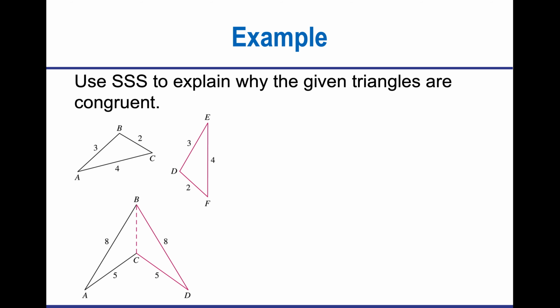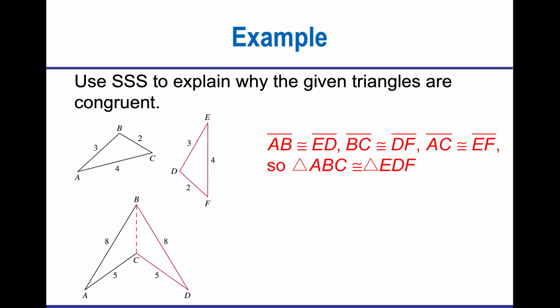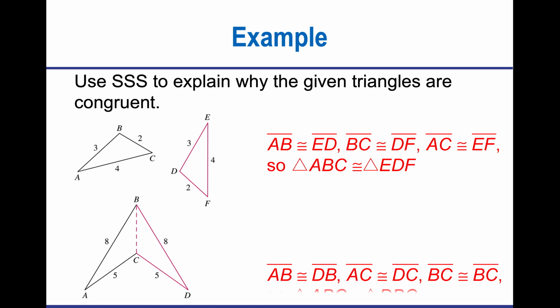So if I'm using side, side, side to explain why the given triangles are congruent, I'm going to look at the measurement. I need three sides that are equal in this triangle. And if the three sides are equal, then I know the angles are also going to be equal. So this would be the geometric explanation for both.